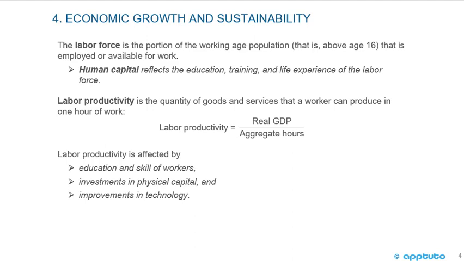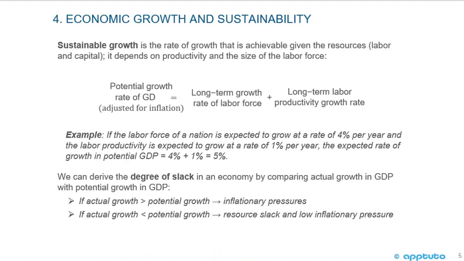Labor productivity is the quantity of goods and services that a worker can produce in 1 hour of work. So again, we've got a measurement here. Labor productivity equals real GDP divided by aggregate hours. So labor productivity is affected by education and skill of workers, investments in physical capital, giving them better tools, and finally, improvements in technology. Sustainable growth is the rate of growth that is achievable given the resources, labor and capital. It depends on productivity and the size of the labor force.